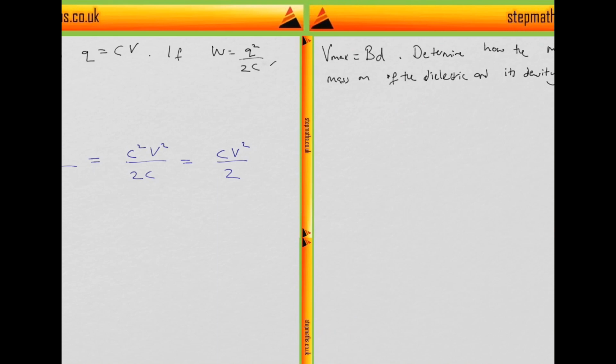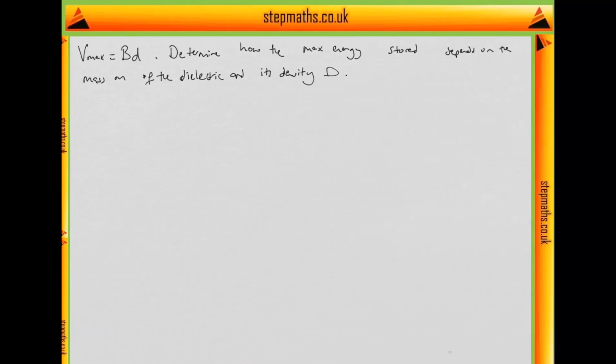Okay, so the next part of the question says that this work done is equal to the energy stored in the capacitor. So in practice, a capacitor is limited by something called a breakdown voltage of its dielectric, which is proportional to the thickness. And we're given that this breakdown voltage, Vmax, is equal to B, some constant, times d, the thickness. And we're asked to determine how the maximum energy stored in the capacitor depends on the mass of the dielectric m and its density, capital D.